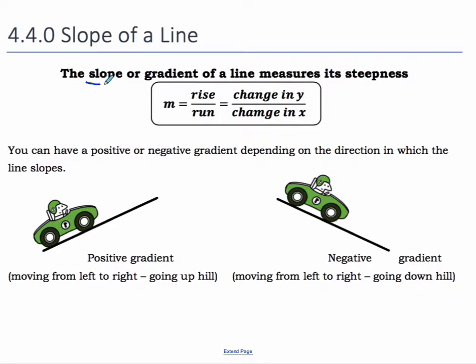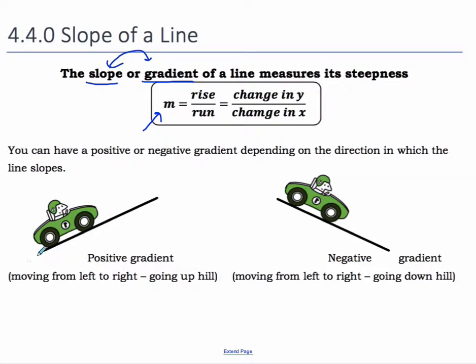Okay, the slope of a line, or the gradient, they mean the same thing, measures the steepness of the line. Okay, so we can say the slope, which is symbol m, equals rise over run, which is change in y over change in x. Okay, so first of all, let's look at positive versus negative slopes.